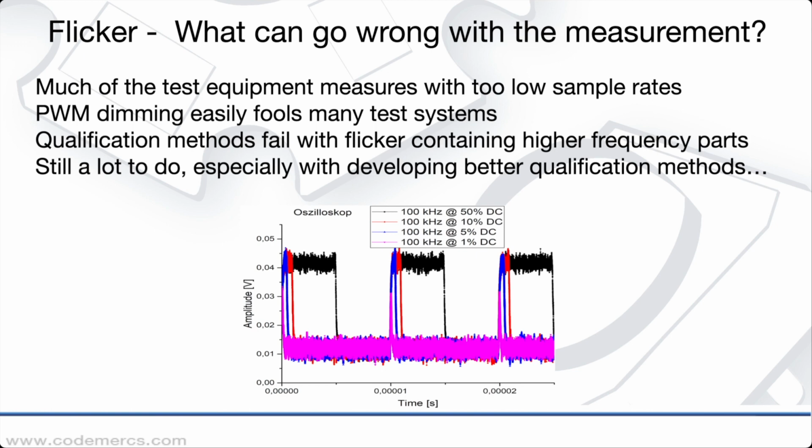PWM dimming can easily fool the qualification methods and the measurement equipment, so typically the measurement is done only at 100% dimming. So there's still a lot to do with the development of better qualification methods and equipment.